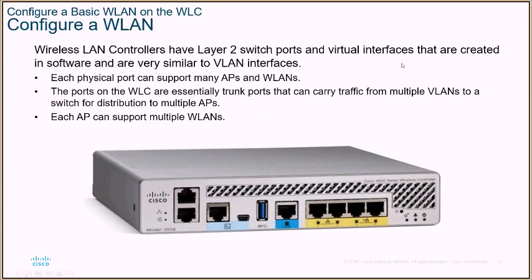Okay, so wireless LAN controllers have two layer 2 switch ports and virtual interfaces that are created in software and are very similar to VLAN interfaces. Each physical port can support many APs and wireless LANs. The ports on the wireless LAN controller are essentially trunk ports that can carry traffic from multiple VLANs to a switch for distribution to multiple APs. Each AP can support multiple wireless LANs as well.